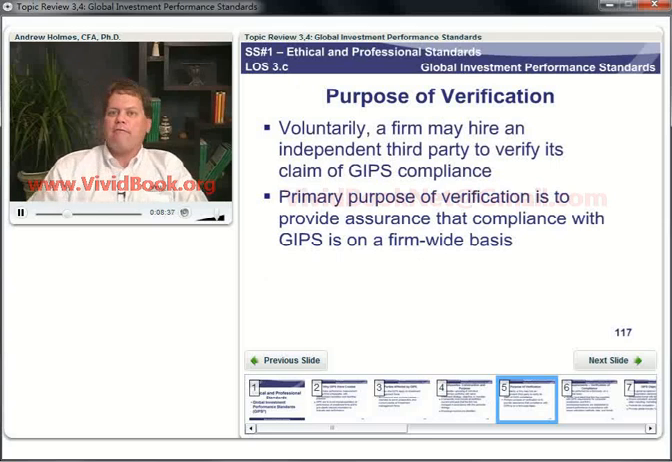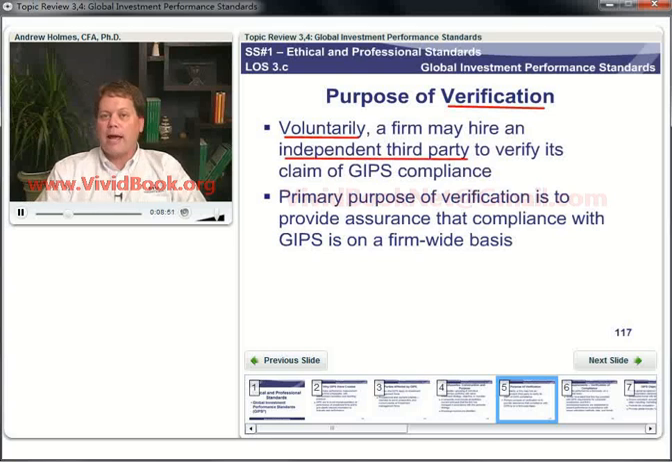Now, what about verification? Okay, verification. The thing to remember here is that this is voluntary. So voluntarily, a firm can hire an independent third party to verify their claim of GIPS compliance. So what we're going to see in a few slides is that there is a GIPS compliance statement. So firms that meet the standards, and we'll talk about what those are as we go through here, can actually put on their presentation, this presentation is compiled in accordance with GIPS, and I'll show you the exact language of that in just a moment.